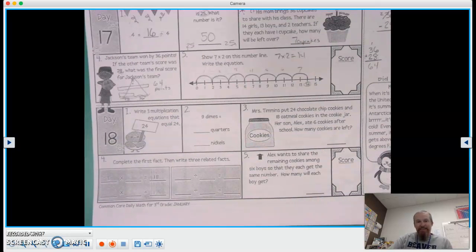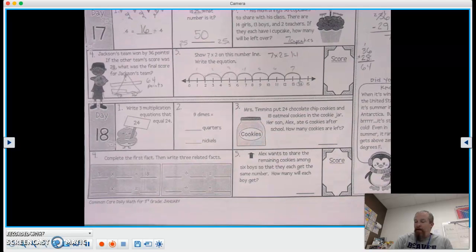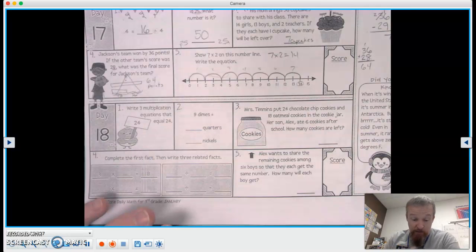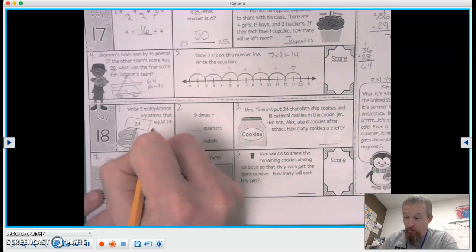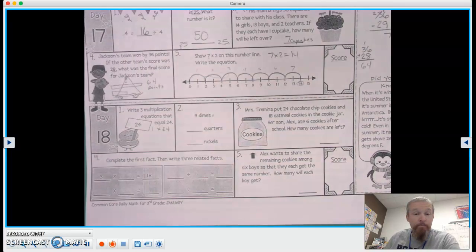We have day 18 of our January daily math. Now, let's start with number 1. It says, write 3 multiplication equations that equal 24. Let's start with the easiest one, I think, and that is 1 times 24. That's going to equal 24 because 1 times a number is always the other number, right?